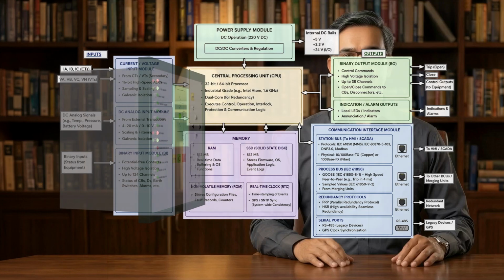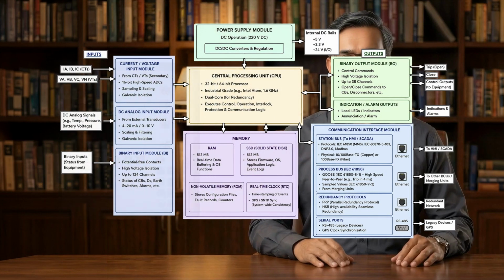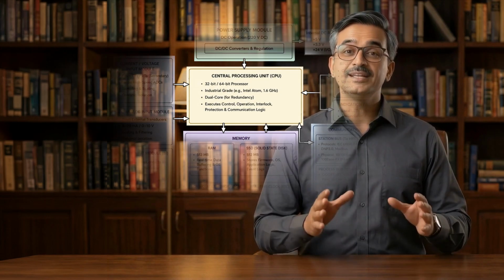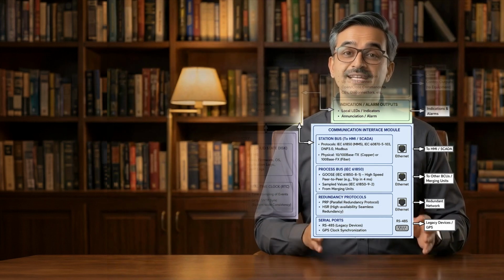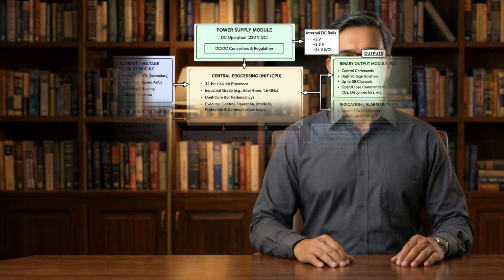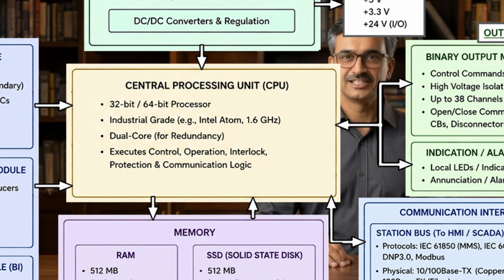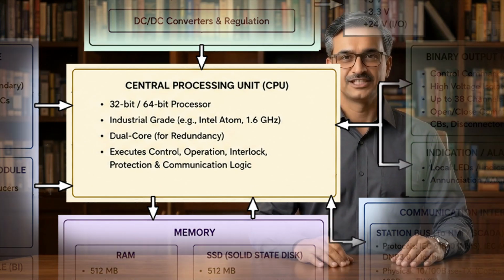Now, let's break down the BCU's internal architecture into its core functional modules. We will look at 6 main parts: the processing unit, memory, inputs, binary I/O, communication interface, and power supply. First is the central processing unit, the brain of the BCU.